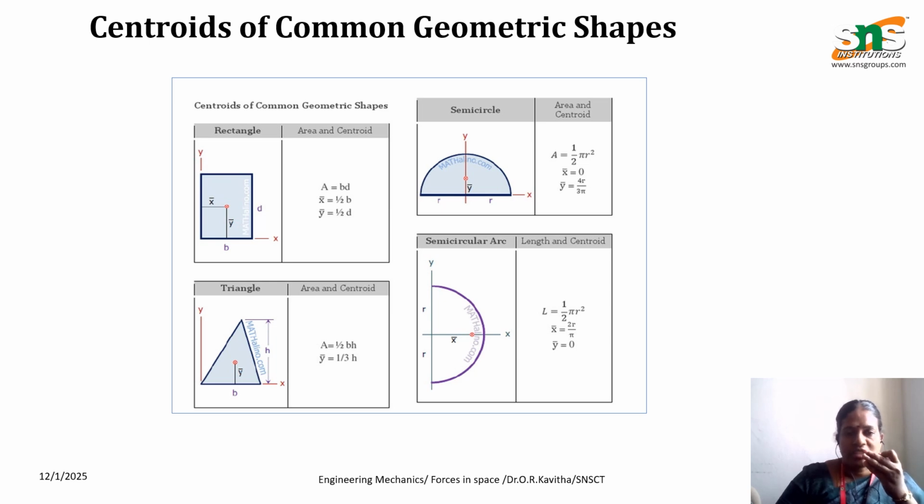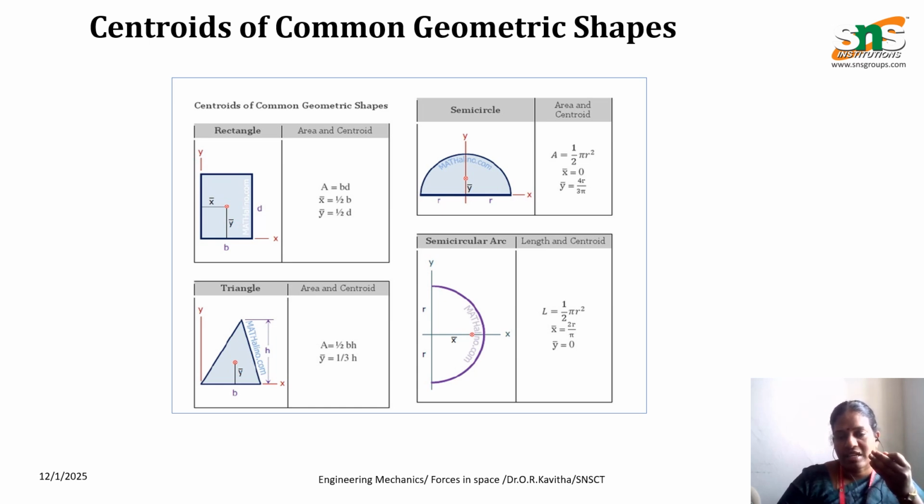Before knowing the centroid, we should know the areas. What is the formula for area? These are very basic things. The area of the rectangle is b into h, or b into d. The x bar is b by 2, and the y bar, if I take the height or depth as d, is d by 2, or h by 2.